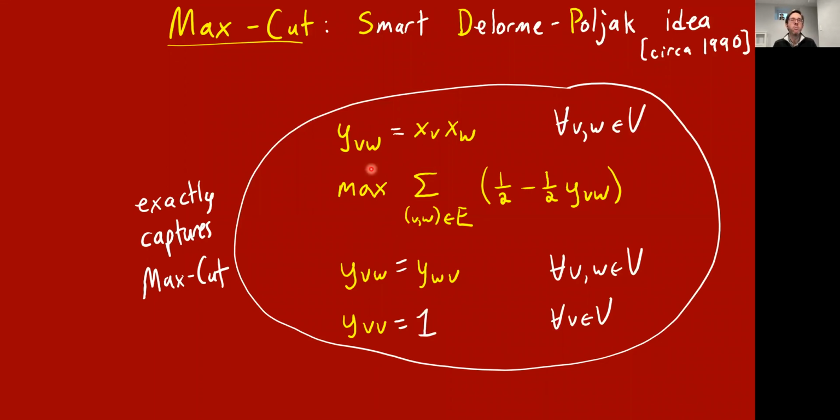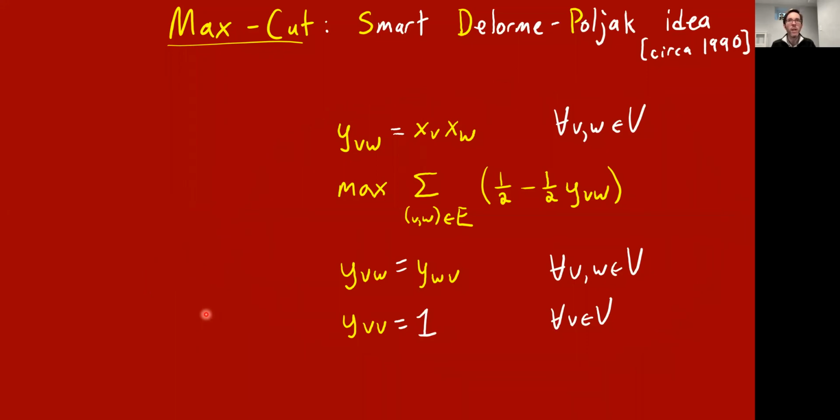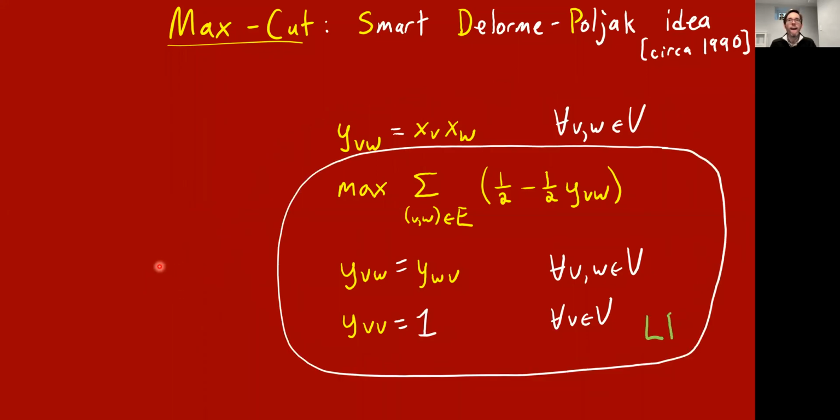I no longer have to explicitly say xv and xw are plus or minus 1 valued, because if you have that yvw equals xv xw, and you also know that yvv is 1, then that means xv squared is 1, which means xv is plus or minus 1. So still, this is not a linear program or anything, but it still captures max cut exactly. And furthermore, this piece, without this tricky constraint, is a linear program. It's a linear objective, linear equalities, in fact. So that's good.